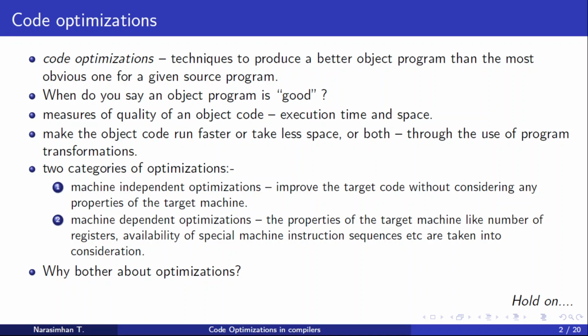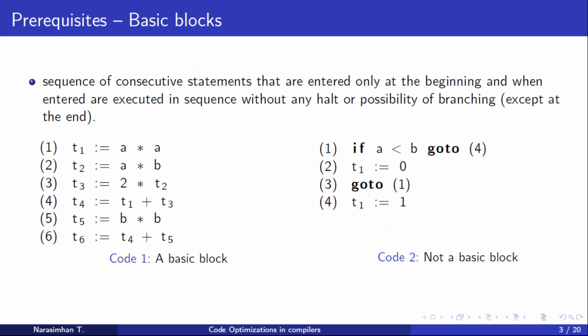So before diving into the further details of optimization, we will see two definitions which are very important and very useful for our upcoming discussions. The first one is the basic block. A basic block is a sequence of consecutive statements that are entered only at the beginning, and once entered, the statements are executed in sequence without any halt or branching except possibly at the end.